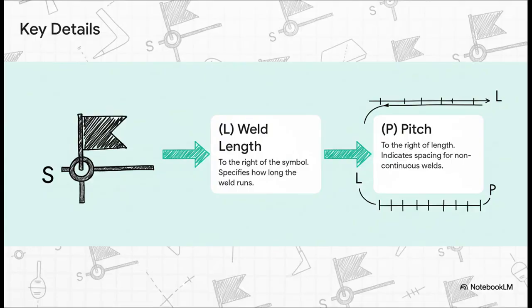We're just going to focus on the three big ones today. To the left of the weld symbol, you put the size, labeled S. Super important. To the right, you've got the length, L. And right after that, if the weld is stitched instead of one continuous line, you put the pitch, P, which is just the spacing from the center of one weld to the center of the next. Size, length, pitch, left and right. That's the core of it.